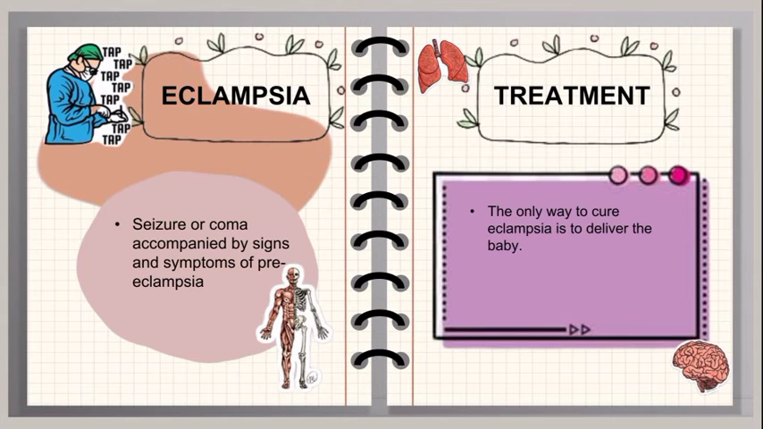Lastly is the eclampsia. This is the most severe classification of pregnancy-induced hypertension. A woman has passed into this stage when cerebral edema is so acute that a seizure or coma occurs. With eclampsia, the maternal mortality rate is as high as 20%, from causes such as cerebral hemorrhage, circulatory collapse, and renal failure. So the only cure of eclampsia is to deliver the baby.